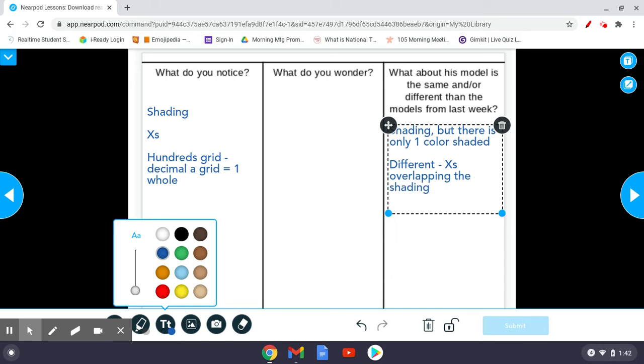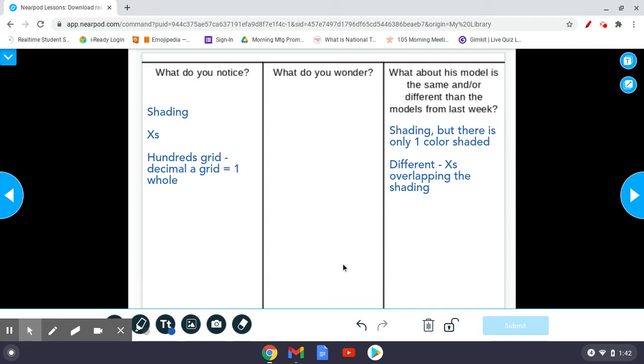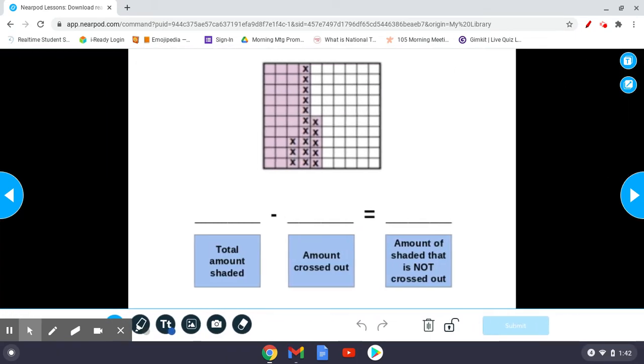So what do you wonder? Maybe you're wondering, well, is this the same type of problem that we did last week? Is this a new type of problem? Maybe you're wondering, is it a different operation? And if you were wondering if it's a different operation, you are correct. This model that we just looked at represents subtraction. So again, we're going to be now moving towards subtracting decimal numbers using models and the standard algorithm and building that connection between the two of them.